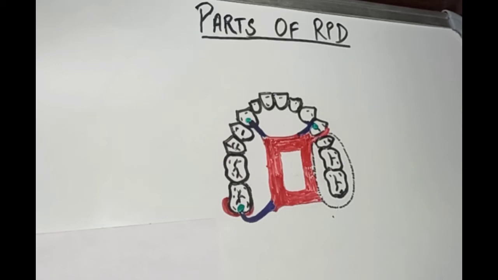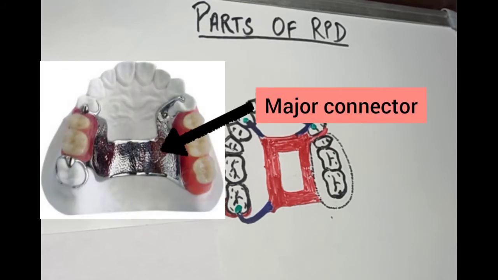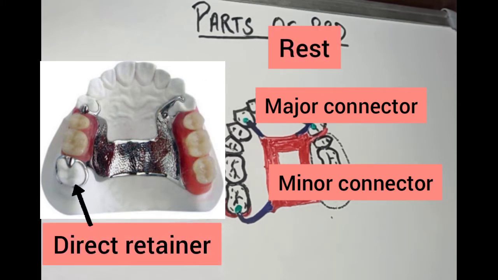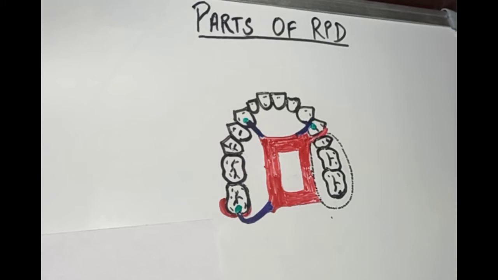Each one has a specific function and the design, the position and the location of each component in a cast partial vary according to the individual needs. So now let's see the parts of a removable partial denture, but particularly we are talking about the parts of a cast partial denture. The components of a typical cast partial denture are the major connector, the minor connector, rest, direct retainer, indirect retainer, and the denture base and artificial teeth. So now let's see them one by one.